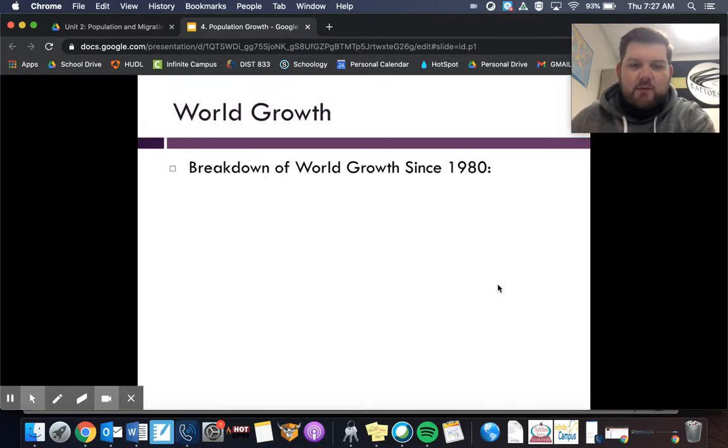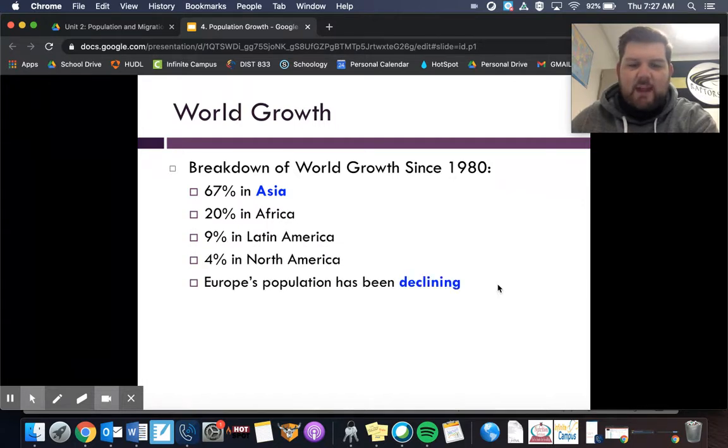World growth. Okay, this is a history of how our world population has grown since 1980. Asia has grown the highest at 67%. Africa has grown at about 20%. Latin America at 9, North America at 4, and Europe's population has actually been declining. Okay, so we see the biggest growth in Asia and Africa, and then it goes down from there. But North America and Europe, what you would think of as some of your more developed continents, they're actually declining.